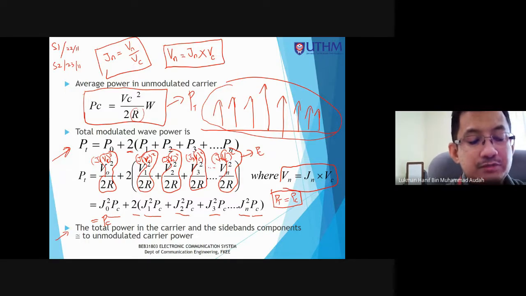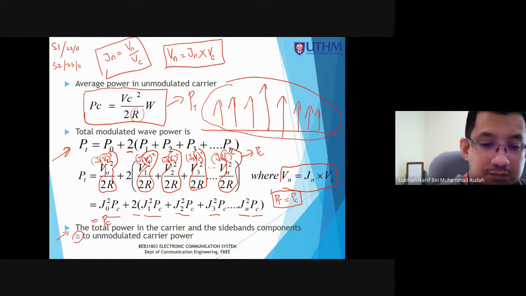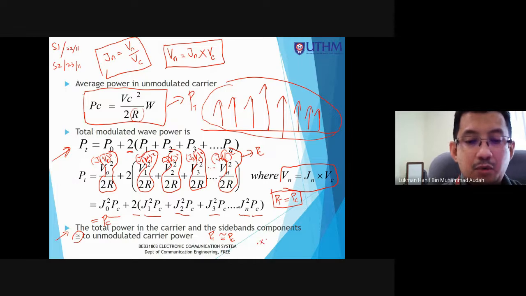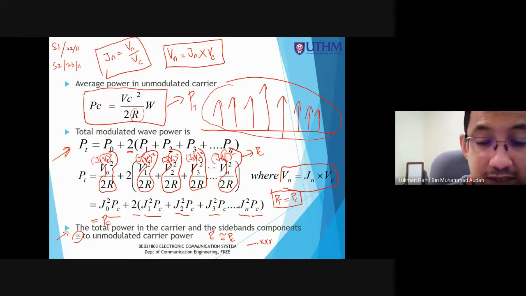This statement says that the total power in the carrier and the sidebands components is approximately equal to the unmodulated carrier power. Dalam statement ini, dia nyatakan seperti ini. So dia katakan di sini approximately equal. Dalam kes ini, sebenarnya you akan dapat perbezaan dalam beberapa titik perpuluhan berbeza dengan carrier power. Kenapa macam tu? Kenapa tak dapat sama dengan PC?